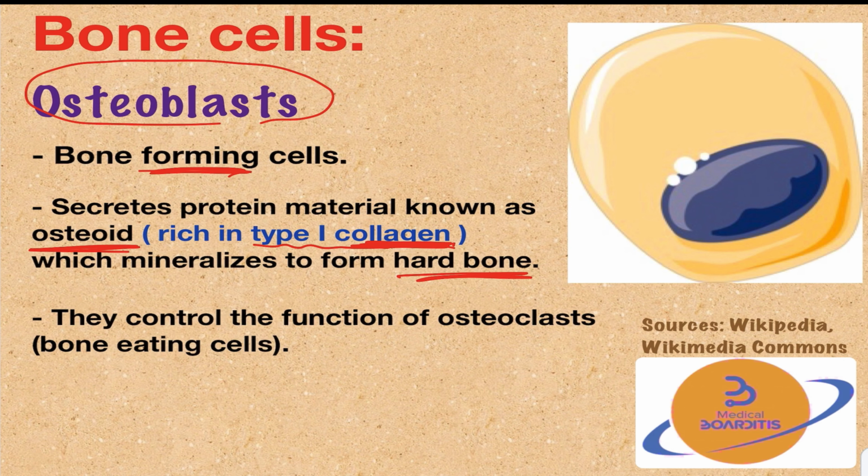The osteoblasts will also control the function of the osteoclasts, which are the bone-eating cells. So the osteoblasts by themselves make new bone, and they also control the function of the osteoclasts that are going to destroy the bone.